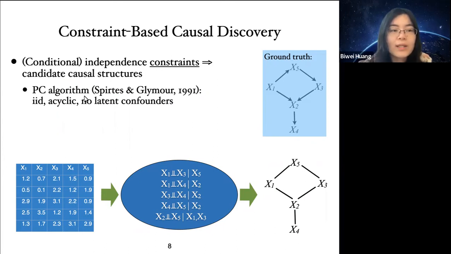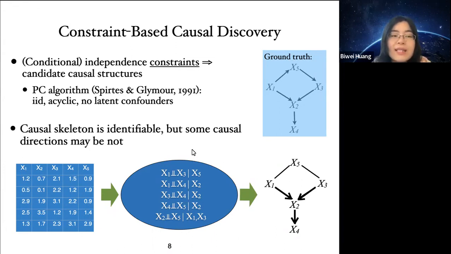The PC algorithm works when the underlying data is IID, the underlying structure is acyclic, and there are no latent confounders. PC mainly contains two steps. In step one, it identifies the causal skeleton by testing for the conditional independence relationships. Two variables are adjacent if and only if they are dependent conditional on any subset of their adjacent variables. And in step two, it orients the causal directions by further making use of the results from conditional independence tests.